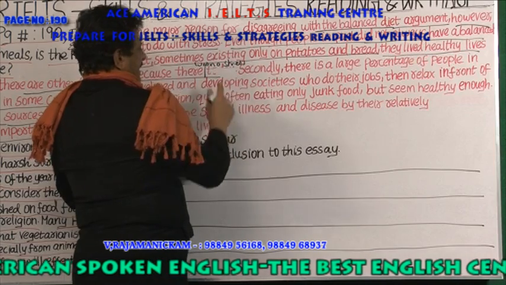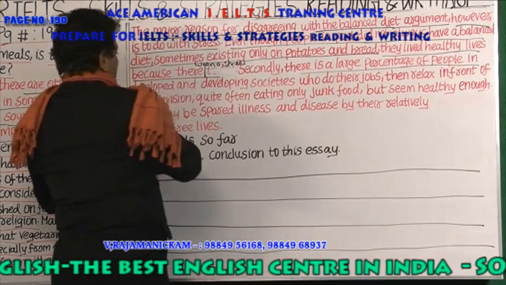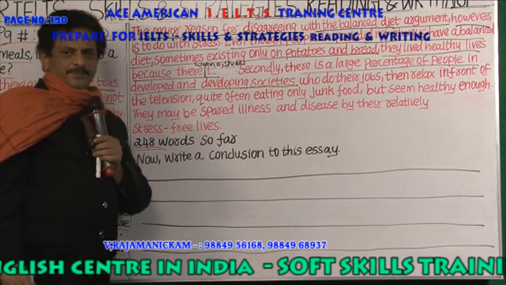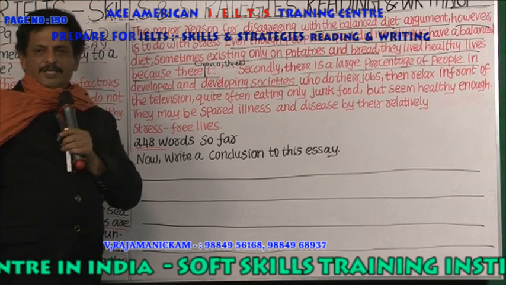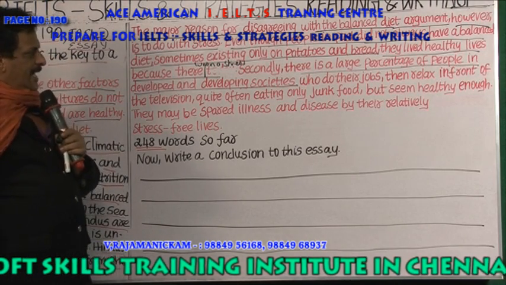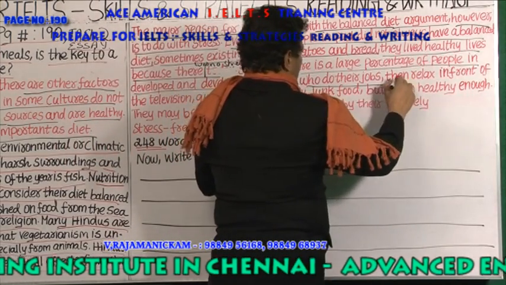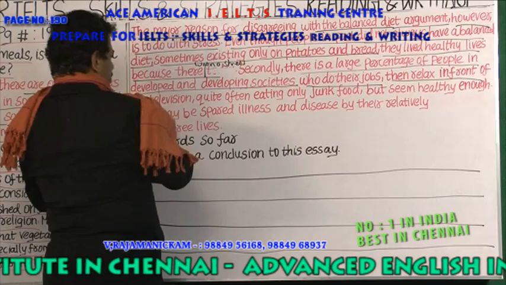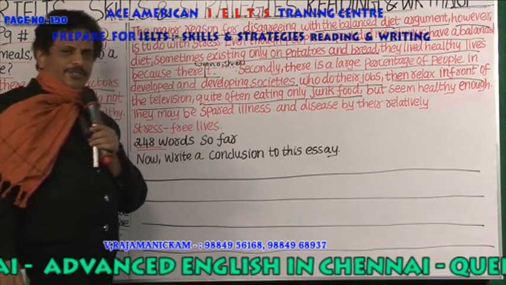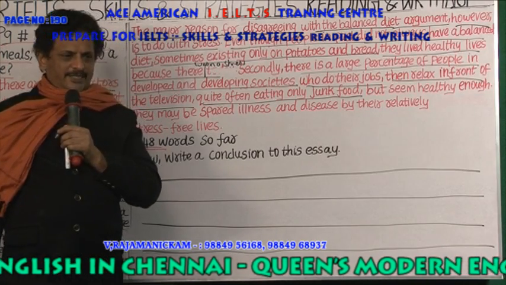Stress. There's a large percentage of people in developed and developing societies. So in developed and developing countries like America or France or Germany or Canada or Australia, in these societies, they do their jobs, they work, they relax in front of television, quite often eating only junk food. Junk food means what? Immediately fried food, isn't it? Fast food, you can say.